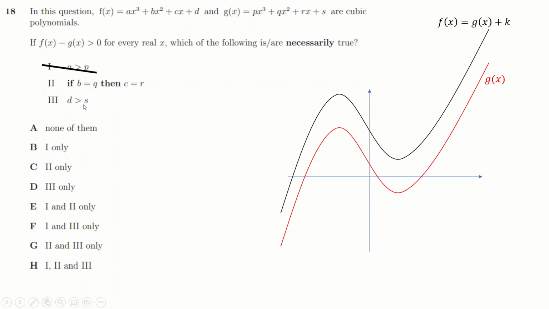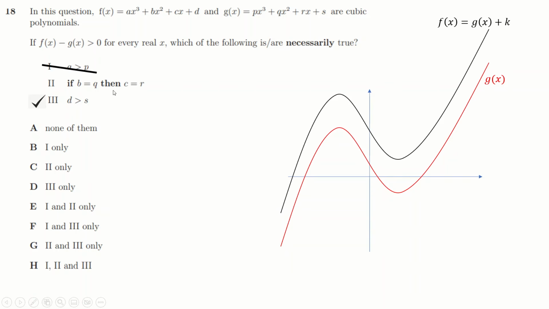This is a bit more difficult to deal with. Let's look at this first, because this is very simple. D bigger than s. D is the y-intercept of the black one, f, and s is the y-intercept of this. Now, D clearly has to be bigger, because again, I've framed this as the black graph always needs to be above the red. That's true for the y-axis, so D must be bigger than s. So that's clearly necessarily true.